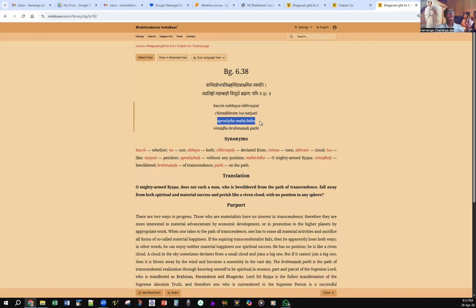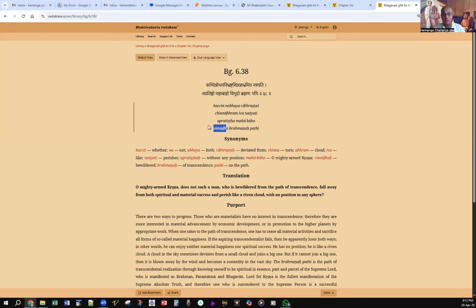Apratishtho mahabaho. Pratishtha refers to foundation. Apratishtha refers to with no foundation. This person has no foundation. He's not going to go anywhere. Vimudho brahmanah pathi. Brahmanah pathi refers to spiritual path. Path refers to path. Brahman refers to spiritual, transcendental. So Vimudha refers to who is lost. So a person who is lost in the transcendental path, he neither achieved material success nor achieved spiritual success. What will happen to this person? Is the question of Arjuna clear?